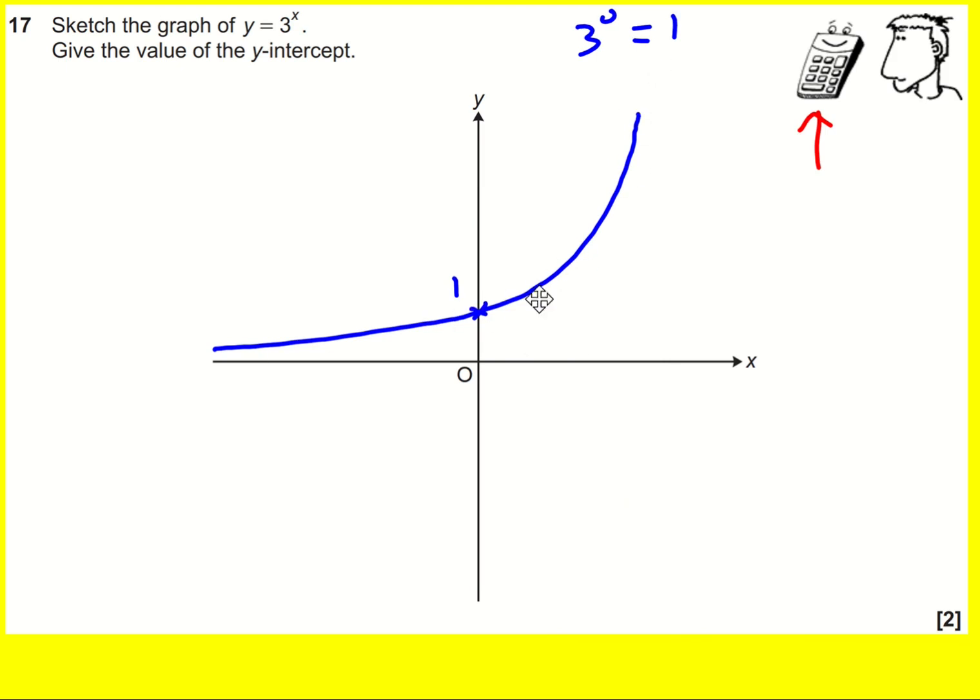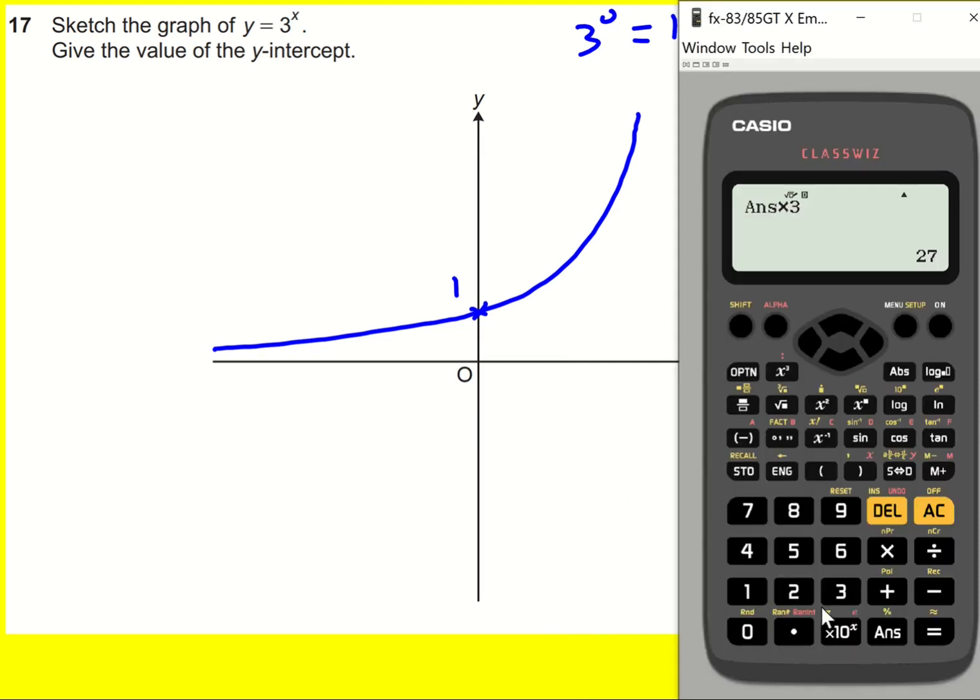Meanwhile, for the negative powers, actually 3 to the minus 1 is 1/3. So you can see it goes below 1. And then 3 to the minus 2 is actually 1/3 squared, or 1/9. And again, you can see that it approaches 0. It's really important you don't get it to touch that axis though.